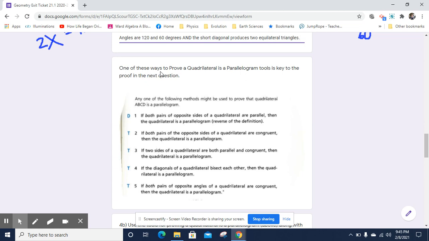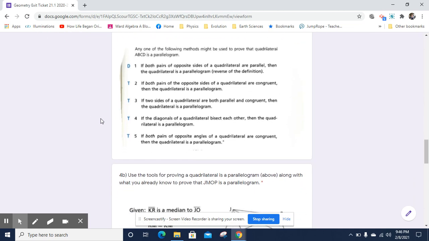One of these tools for proving a quadrilateral is a parallelogram is key to the proof in the next question. Sorry about the wording of this, I'll fix that before y'all are working with it.